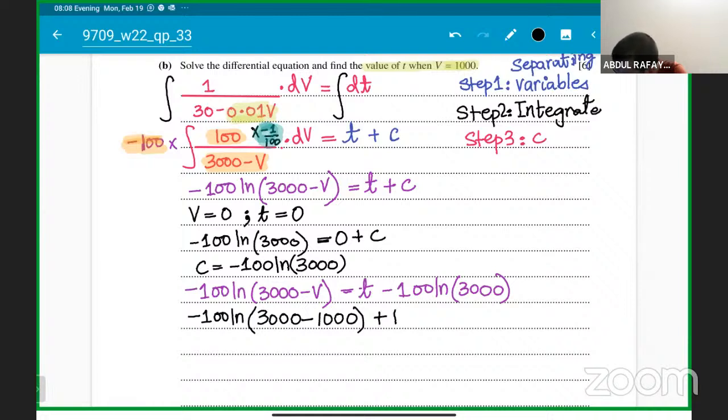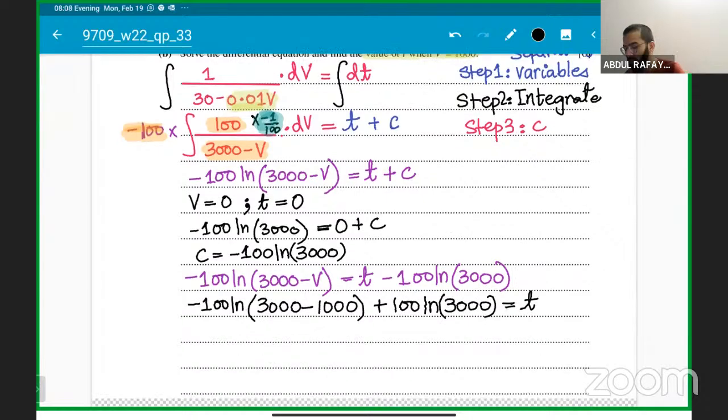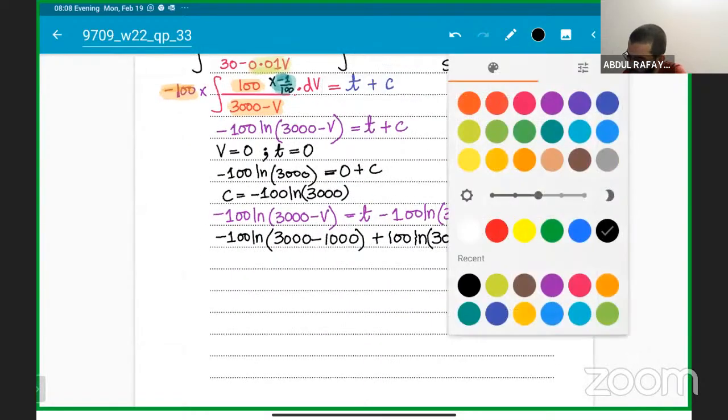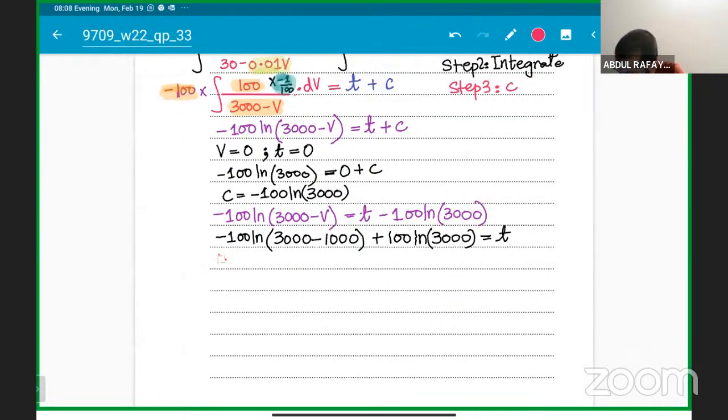So let's take the 100 ln to the other side, students. Is equal to T. Next will be simplification. We can take 100 common. Let's first simplify: 100 ln 3000 minus 100 ln 2000 is equal to T. So taking 100 ln common, 3000 divided by 2000 is equal to T.